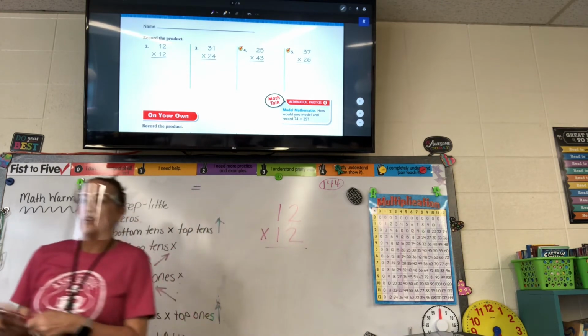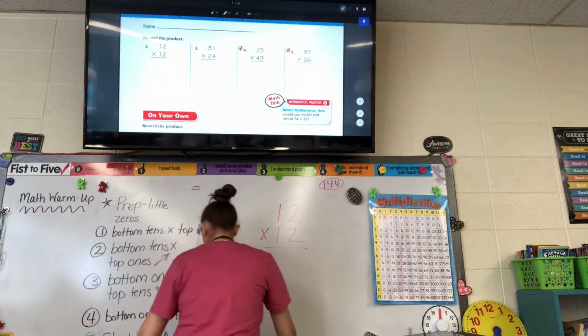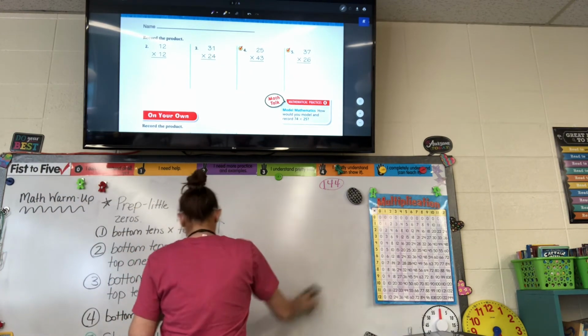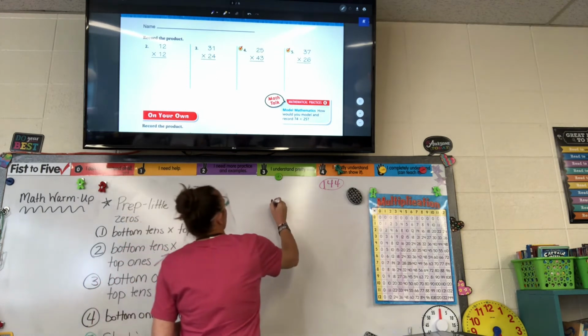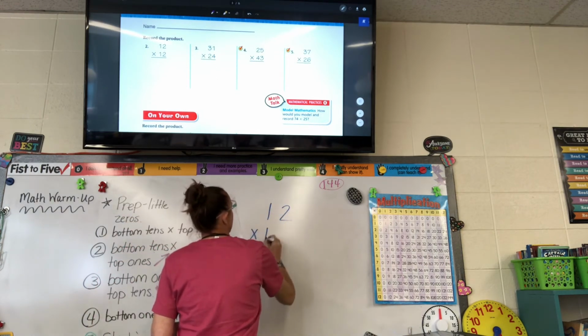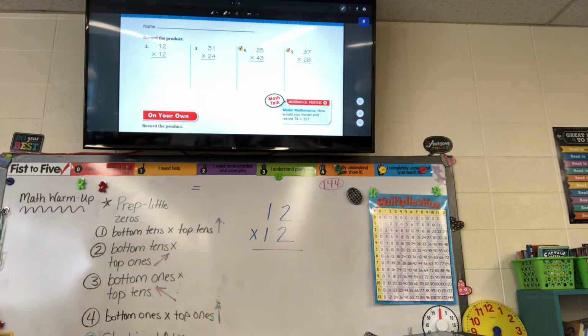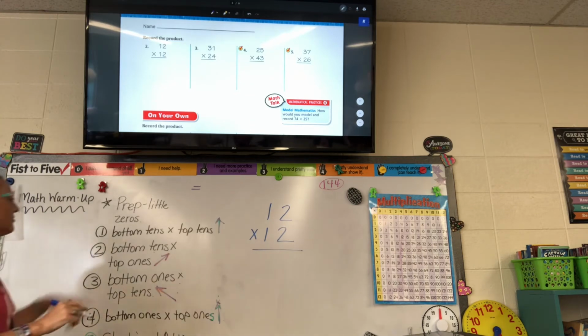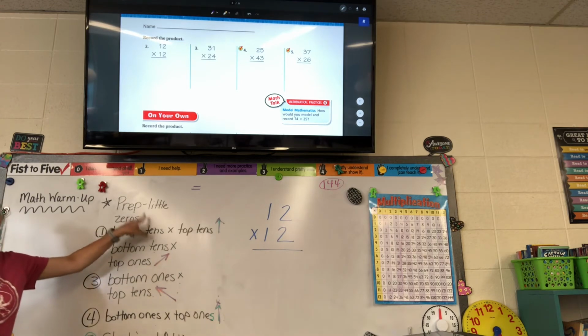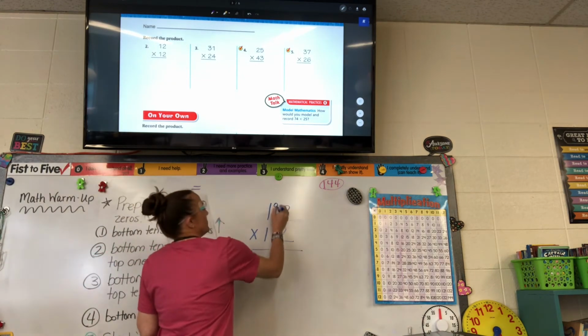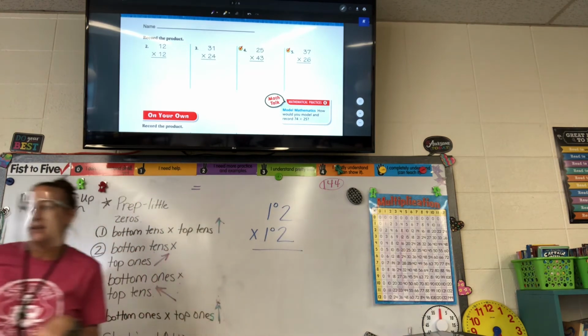Okay. What I want you to do is help me with this problem. 12 times 12, actually for those watching the video, I'm going to make that a little darker. Owen, what's the first thing that we do? Shelby: Add the little zeros. Remember, Owen, the prep work. We have to add the little zeros. Little zero, little zero.